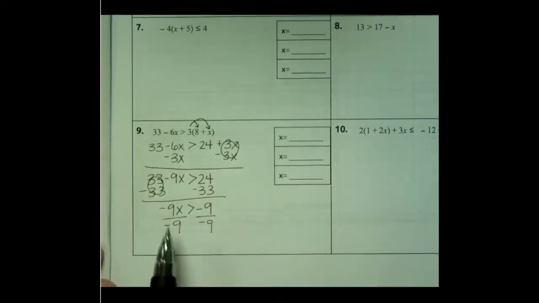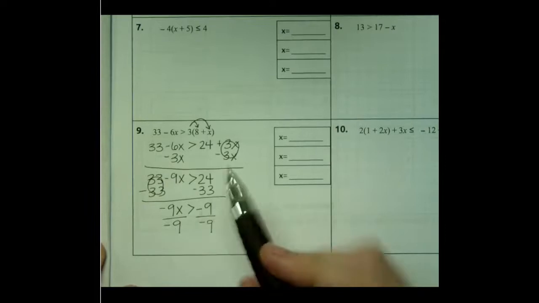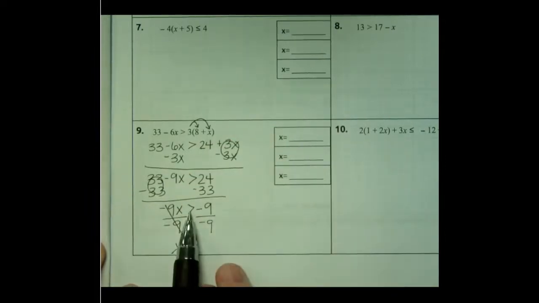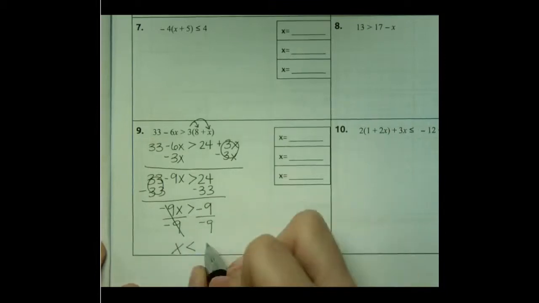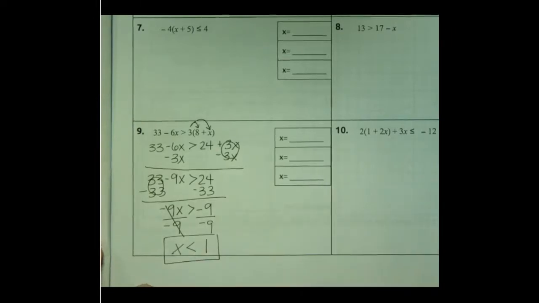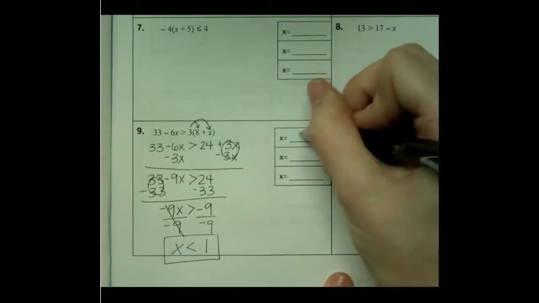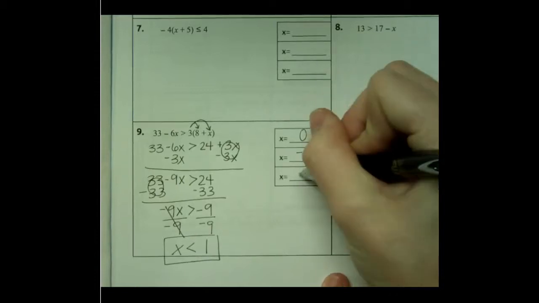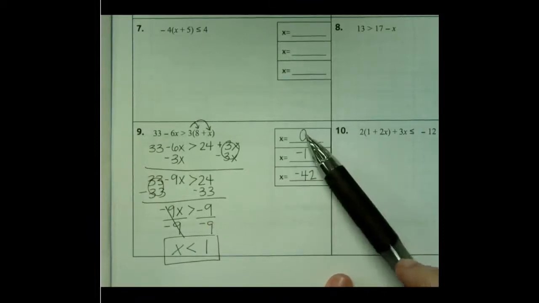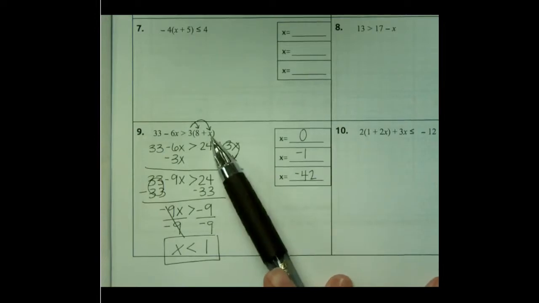Woo, woo, woo! If I'm dividing by a negative, that means I have to flip my symbol. So we went from this symbol to this one. Negative 9 divided by negative 9 is 1. My final answer is x is less than 1. Can x equal 1? No, we don't have an equal sign. So I could say 0, negative 1, negative 42. Does not matter. Remember, you can check your answers by plugging them back into where the x was, both of them.